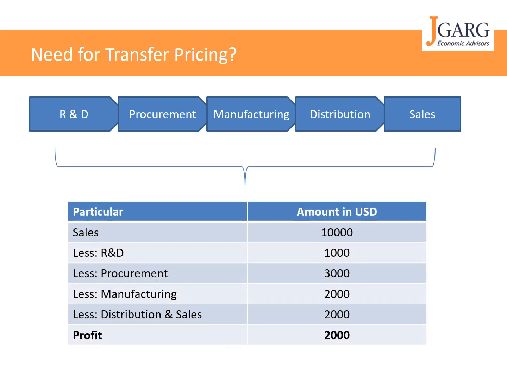So the profitability of this organization is, let's say, 2000. Sales is 10,000, the expenditure on R&D is 1000, expenditure on procurement is 3000, expenditure on manufacturing is 2000, expenditure on distribution and sales is 2000. So the profit of this organization is 2000. This is the profitability statement of, let's say, an organization.